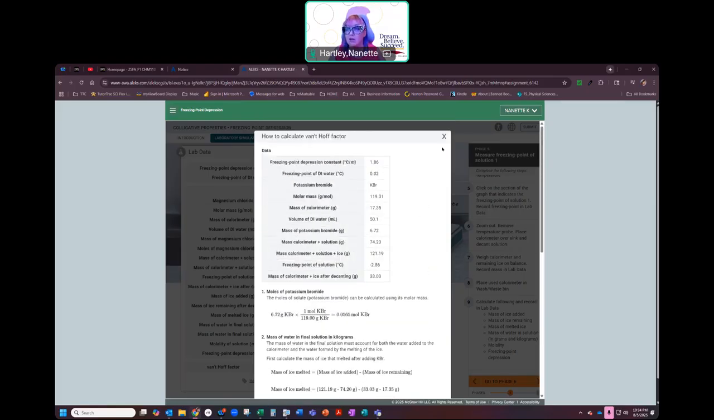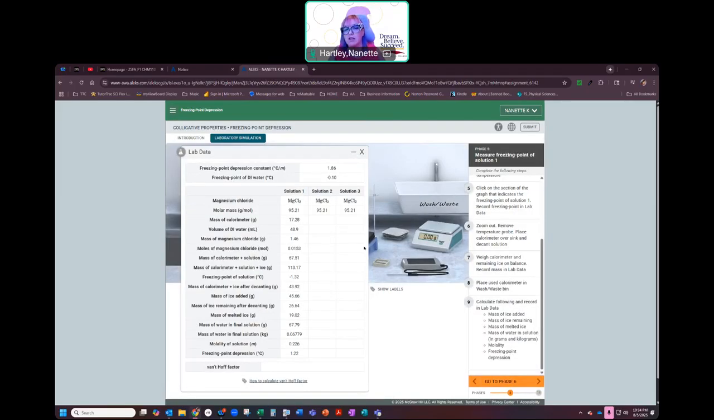What it's not going to tell you is things like the mass of the ice added, which you'll have to figure out on your own. The mass of the ice remaining after decanting, that's something you'll have to figure out on your own. Some things, mass of the melted ice, some things like that. So you will have to figure out those calculations. You have enough information to do so.